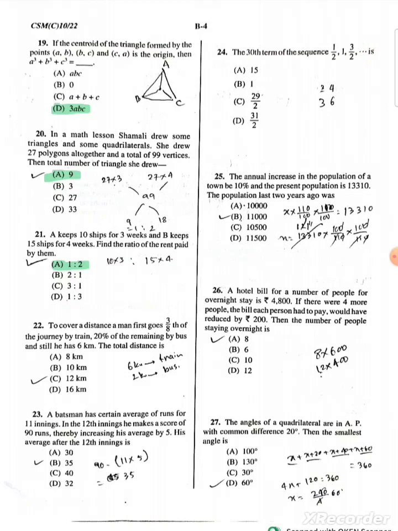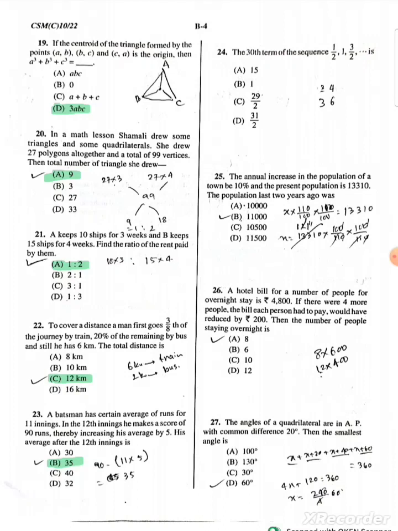To cover a distance, a man first goes 3/8 of the journey by train, 20% of the remaining by bus, and still he has 6 km. The total distance is C, 12 km. A batsman has a certain average of runs for 11 innings. In the 12th innings, he makes a score of 90 runs, thereby increasing his average by 5. His average after the 12th inning is 35.